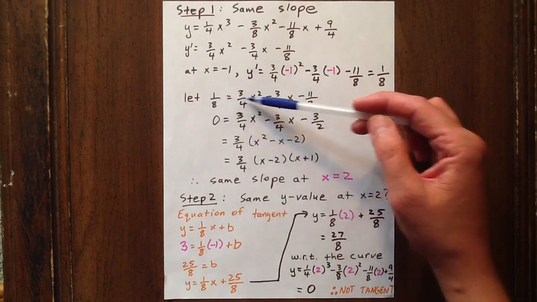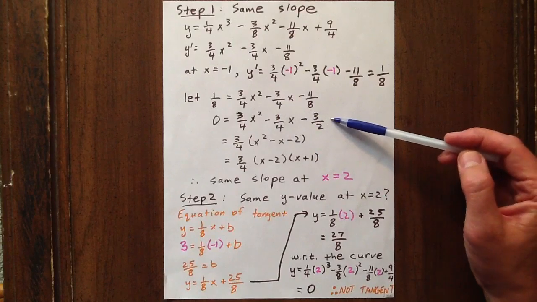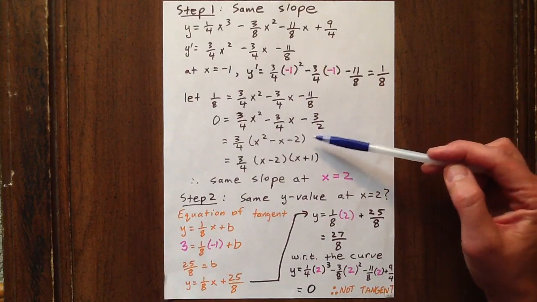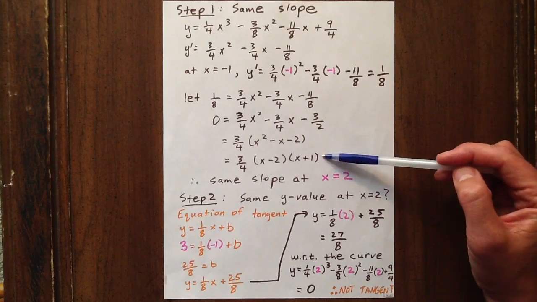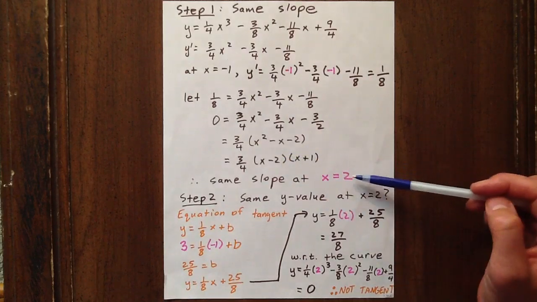So letting 1/8 equal the derivative gives us a quadratic equation, and we know that we want to let one side equal 0 and then try to factor. Doing that gives us the knowledge that the other x value with the slope of 1/8 is 2.